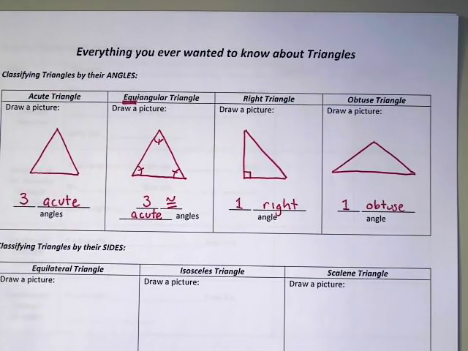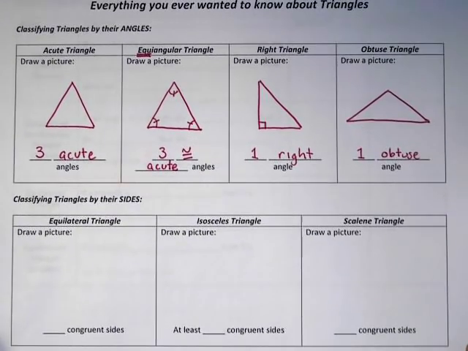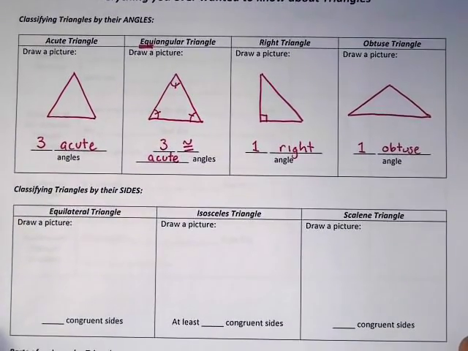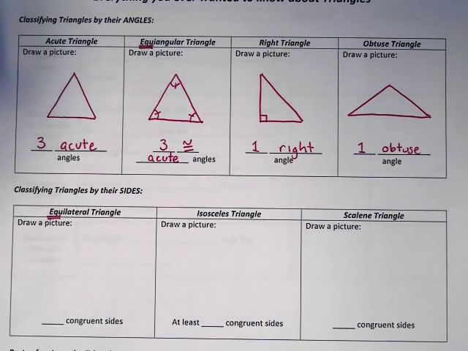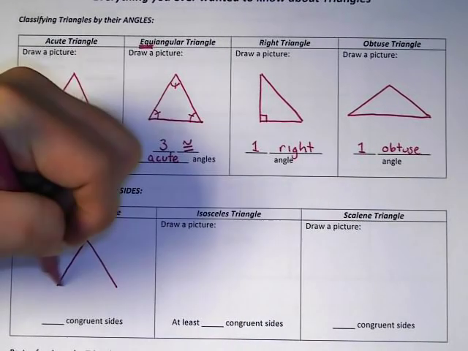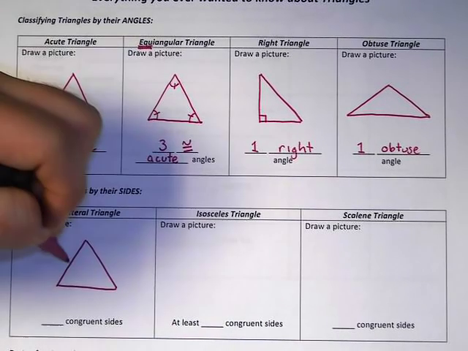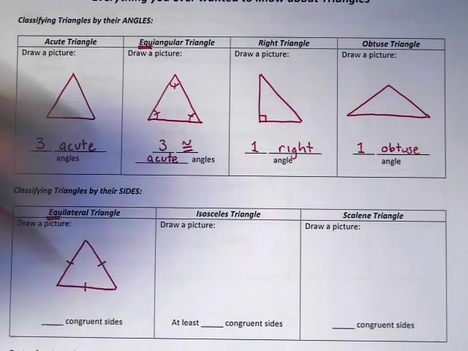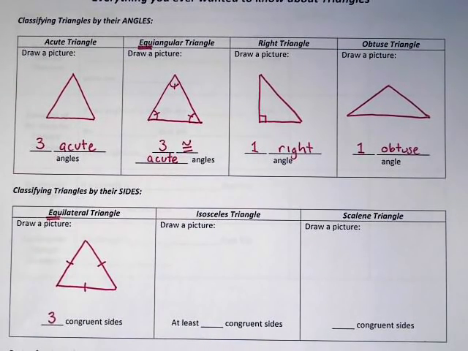Now, going a different way, when we classify triangles by sides, what we're looking for is the number of congruent sides. So an equilateral triangle means equal sides. I know that an equilateral triangle will look something like this. But more importantly, to specifically say it's equilateral, I must put tick marks on all 3 sides, because now I have 3 congruent sides, and that is what equilateral means. 3 congruent sides, or all sides equal.